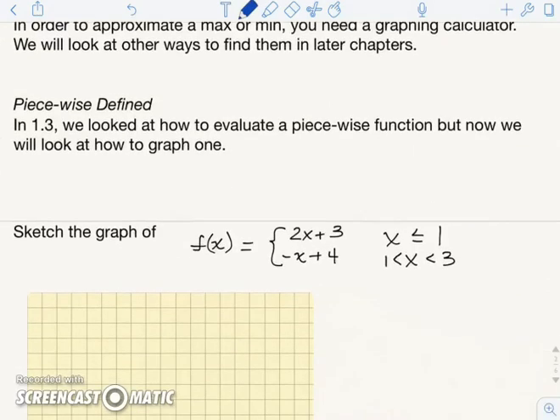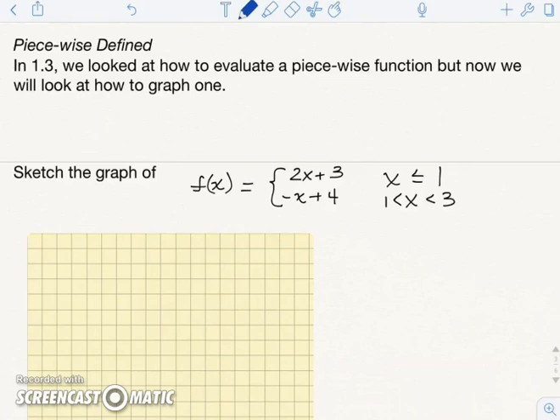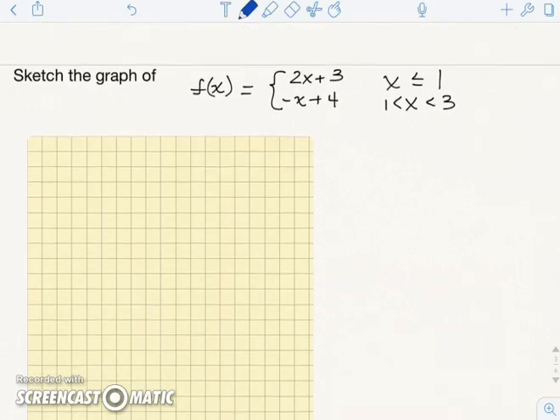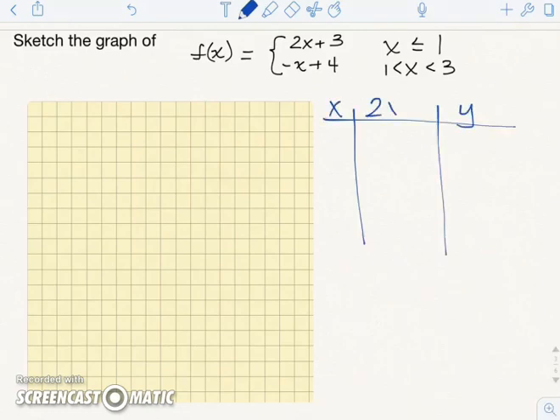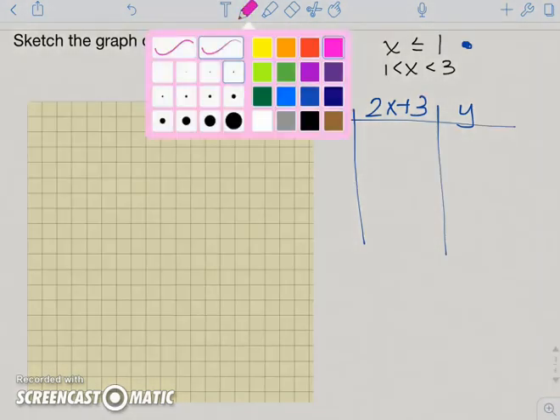Our next piece is a piecewise function. So in 1.3, we looked at how to evaluate a piecewise function. Now we're going to look at how to graph one. When you're sketching a graph of a piecewise function, if you remember, a piecewise function is two functions that are smashed together. So I'm going to need two XY charts. I'm going to do an XY chart up here, and X, Y. I'm going to put my first function. You can have more than two functions. You can have multiple pieces of your piecewise. So I'm going to do that in blue, and then I'll do the next piece in pink.